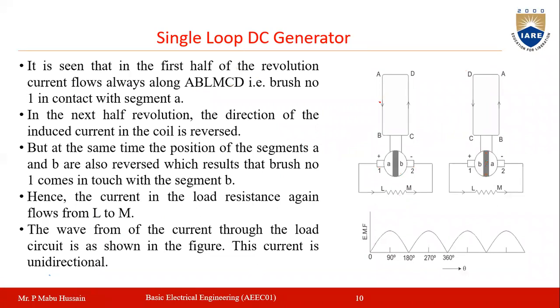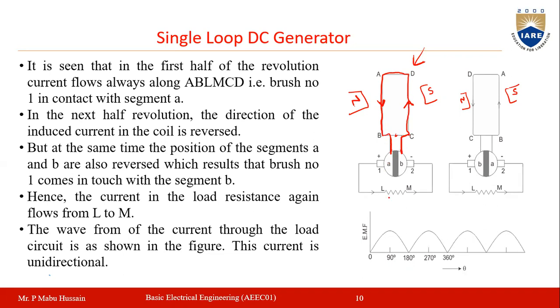So initially the direction of current is on this side, here it is on this side. Here actually you have the north and south poles. In the first half cycle, conductor AB is under the north pole and conductor CD is under the south pole. So the direction of current under the north pole is downward, and under the south pole it is upward. So this is the loop.